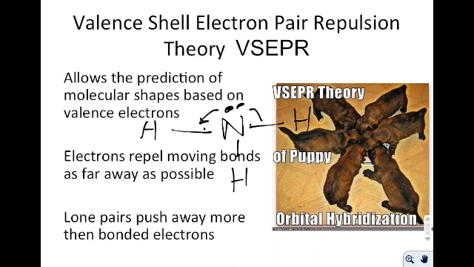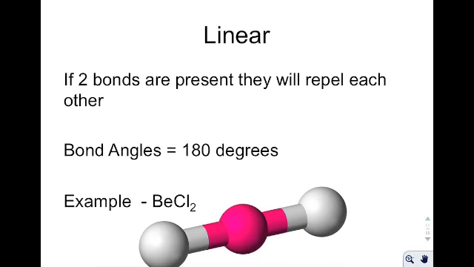So this would be a larger number. It wouldn't be 109.5 like it's supposed to be. This would be something like 112, and all of these would be smaller because the lone pair will push more than a bonded pair. So let's look through the different shapes.